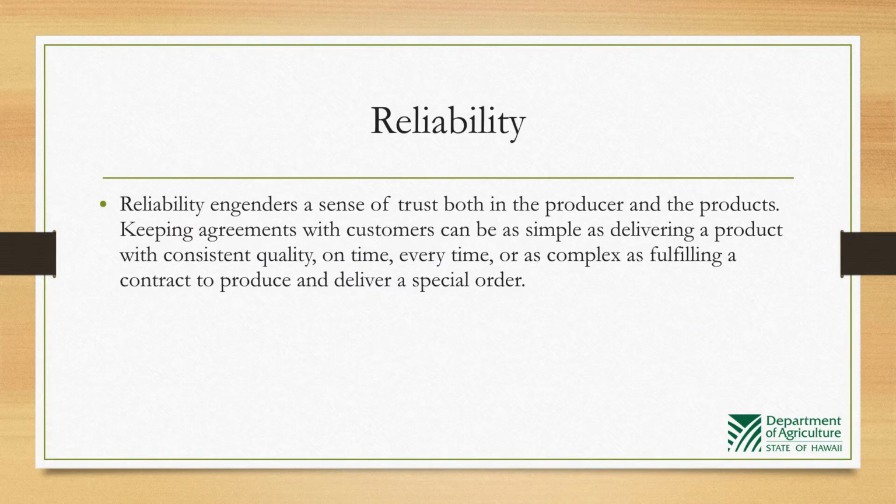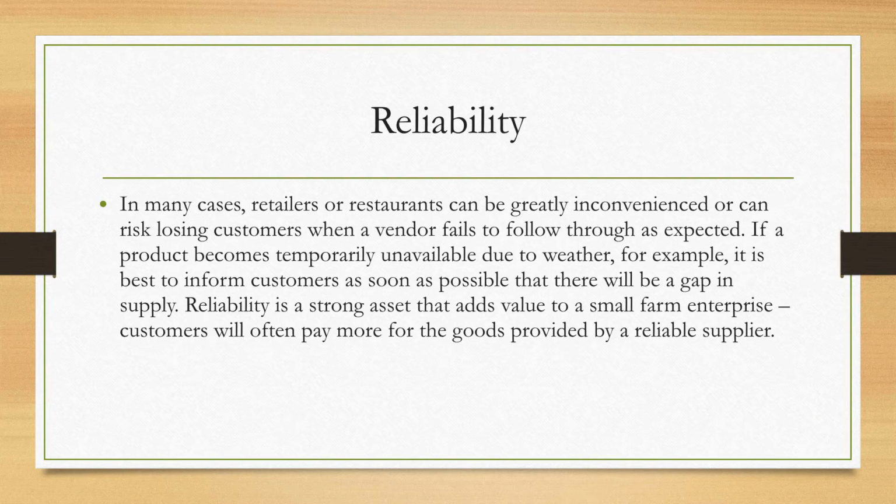Reliability engenders a sense of trust in both the producer and the product. Keeping agreements with the customers can be as simple as delivering a product with consistent quality on time every time, or as complex as fulfilling a contract to produce and deliver a special order. In many cases, retailers or restaurants can be greatly inconvenienced or can even risk losing customers when a vendor fails to follow through as expected.